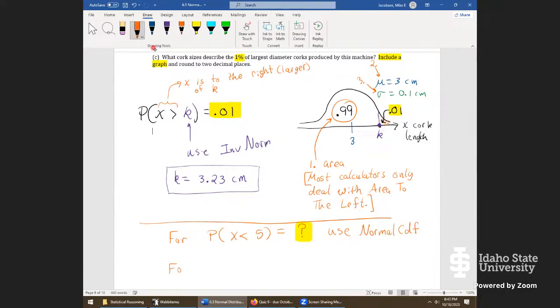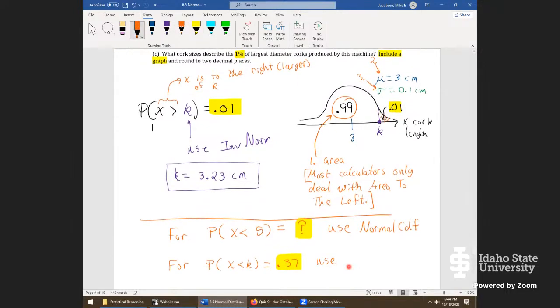For any question that goes like this, for probability x less than k, again, it could be greater than k, just depends on the problem. If they give you a value, maybe 0.37, then this right here, this is the whole reason you would use inverse norm. It's because you have the probability, and you're trying to reverse engineer what value of k gives that probability. So here, use INV, standing for inverse norm.